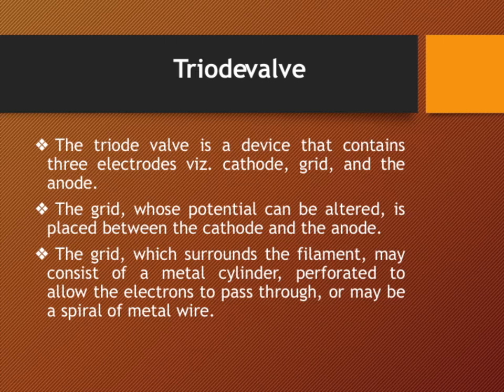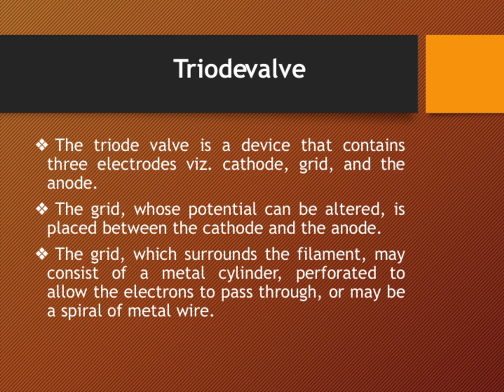Today, I'll be talking about the triode valve, which is a fundamental electronic device. Essentially, it contains three main electrodes: the cathode, the grid, and the anode. The cathode is where the electrons originate, and the anode is where they are collected. The grid, which is placed between these two, plays a crucial role in controlling the flow of electrons. Its potential can be altered, which means we can regulate the current passing through the valve.